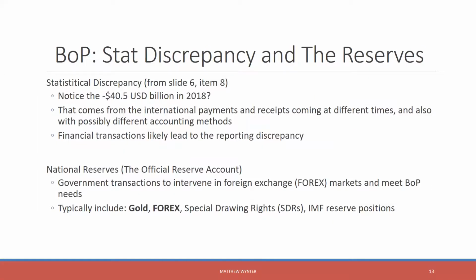Okay. So the last two items that we have on our balance of payments are the statistical discrepancy and the official reserves, the national reserves.